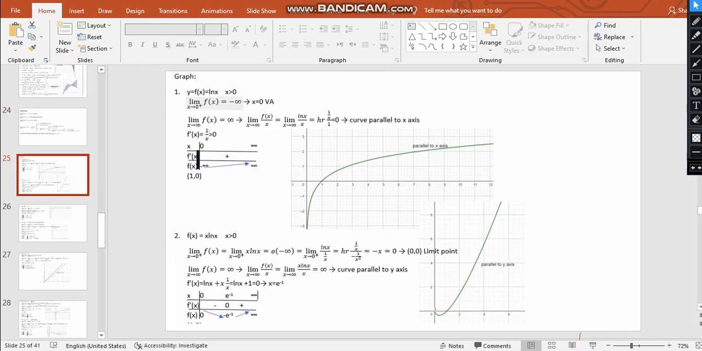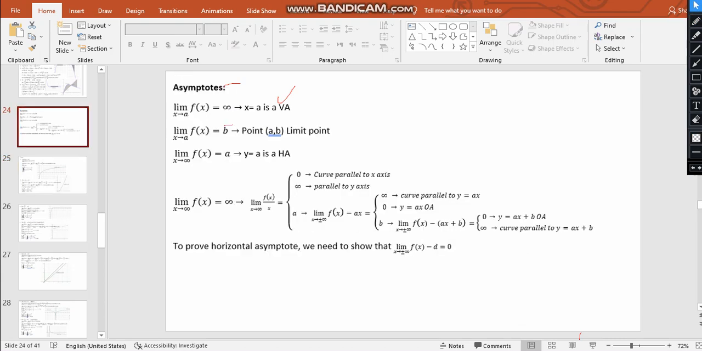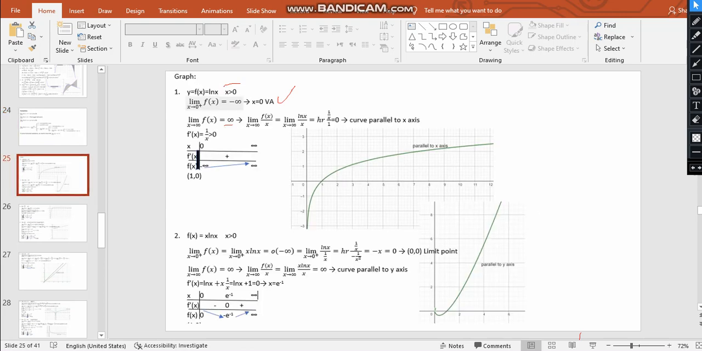Graphing. Let us see the first graph. We want to graph y = ln x. Domain: x bigger than 0. We do the limit as x tends to 0: ln 0 is minus infinity, so x = 0 is a vertical asymptote. Limit as x tends to infinity: ln infinity is infinity. So first of all we do the limit as x tends to infinity of f(x) over x, so ln x over x, infinity over infinity, L'Hopital's rule, you get 0. What did we say when it is 0? We said when it is equal to 0, the curve is parallel to the x-axis.